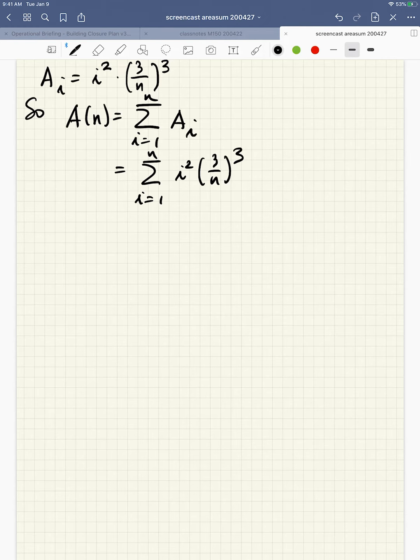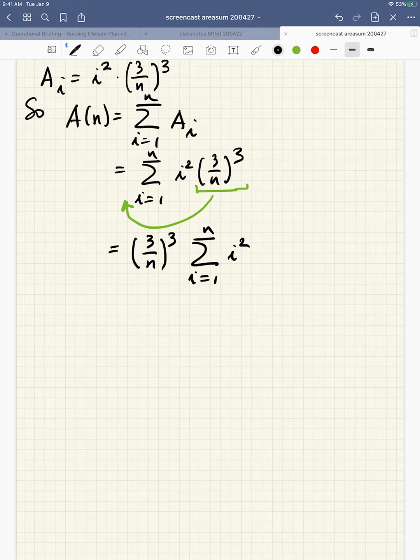So what I want to point out to you is this expression here, 3 over n quantity cubed, doesn't have an index in it, does not have an i. So for all intents and purposes, well, if you wrote out this summation, every term would have a 3 over n to the third power in it. So I can factor that out. Use a property of summations and factor that out. And I get this.